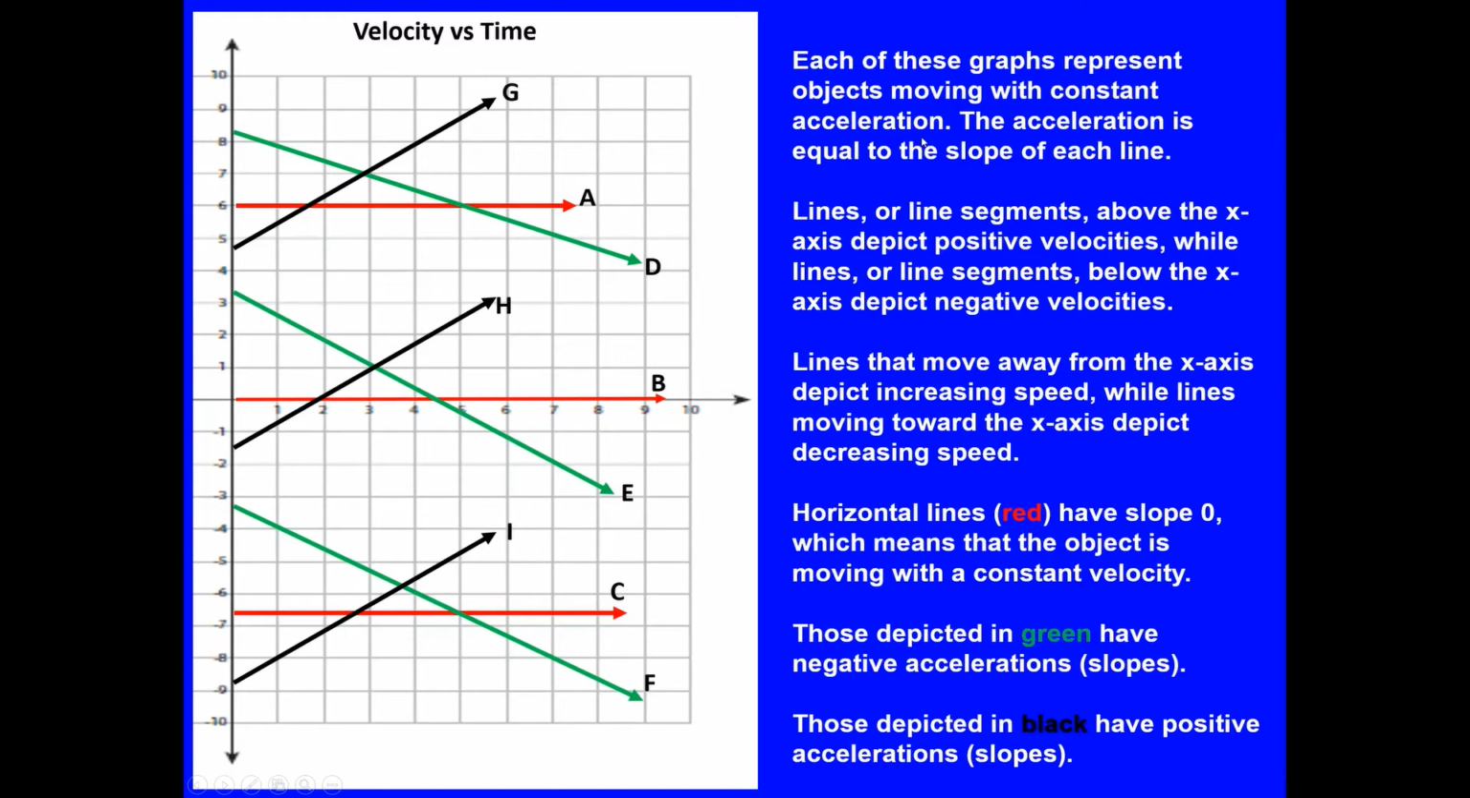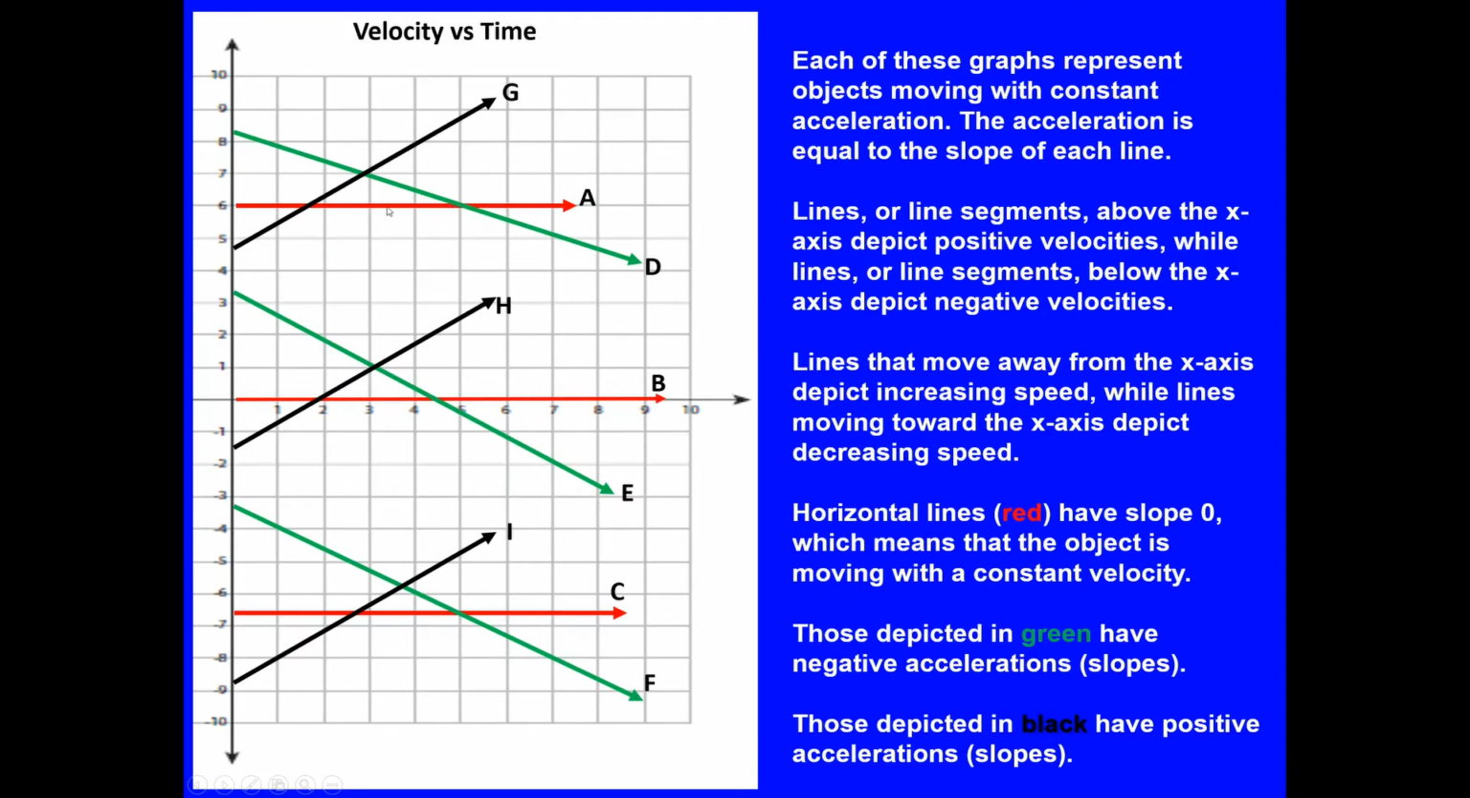Linear velocity graphs imply a constant or steady acceleration. The slope of a velocity time graph is the acceleration. So the red lines A, B, and C are all horizontal, they have a slope of 0, which means the acceleration of the object is 0. If the acceleration of an object is 0, then that object is moving with a constant velocity.